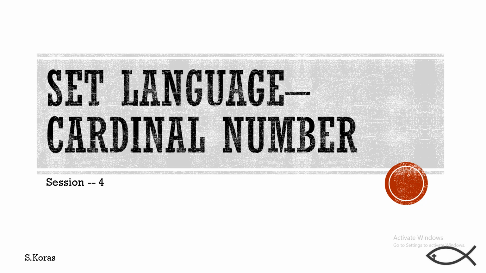Session 4. In this session, we are going to discuss cardinal numbers for two sets. Which of them? Two of them are disjoint and two of them are joint. Cardinal number formula for two disjoint sets.